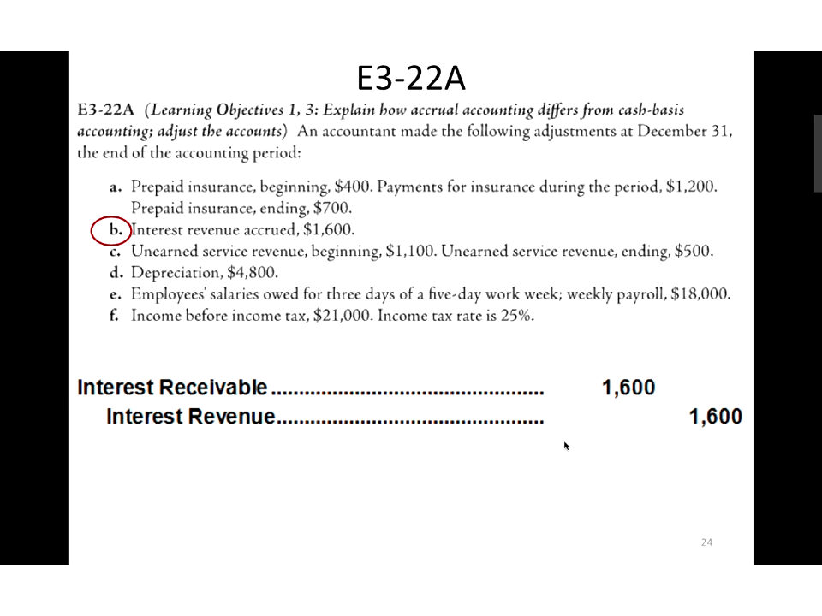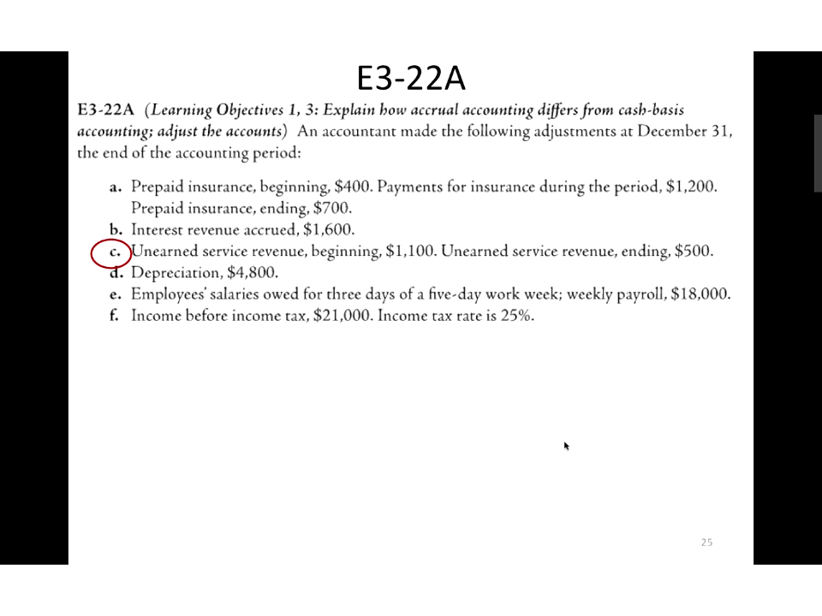Okay, so the next entry down. Unearned service revenue, beginning 1,100, unearned service revenue ending 500. What this is telling us is, what type of account is unearned service revenue?